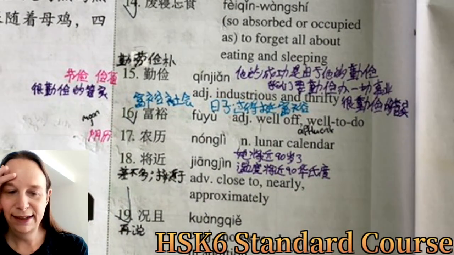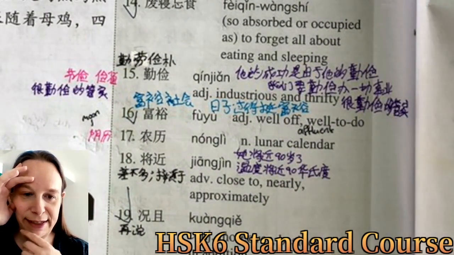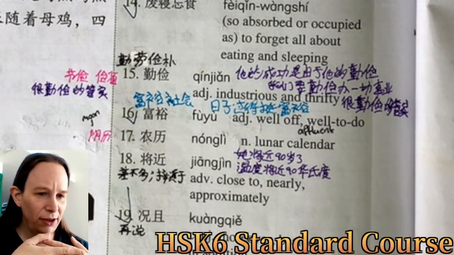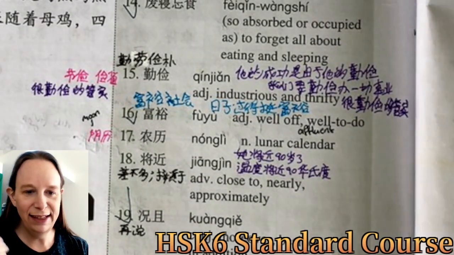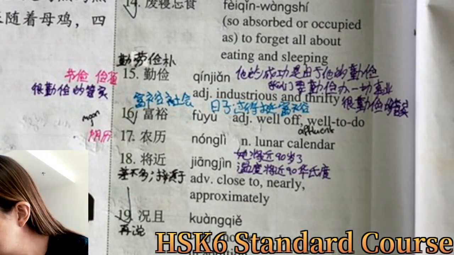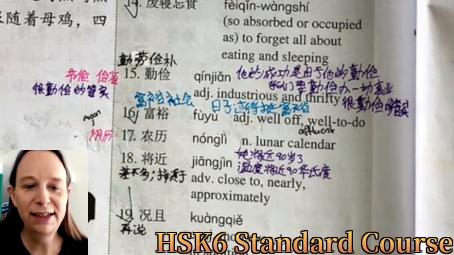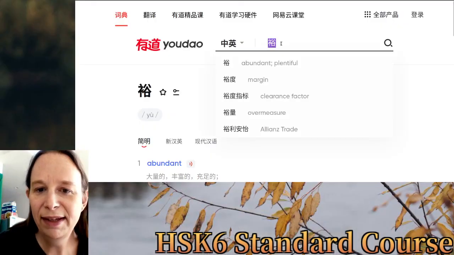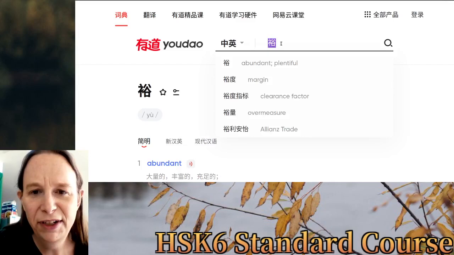All right, next, 将近, close to, nearly, yeah. So 将近, it's used for physical distance, right? So you come close to me. It's also used for numerical distance, like these numbers are getting closer together. I think it's used, let's check. 将近, and maybe it's also used for time.